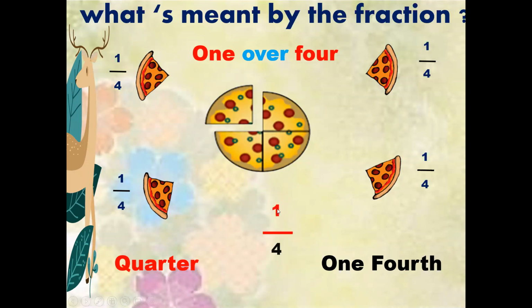And let's remember that 1 means how many parts do we take? We call it numerator. And 4 means all the parts, and we call it denominator.